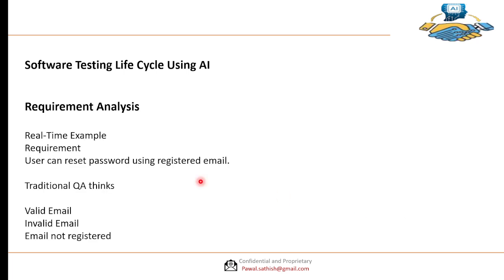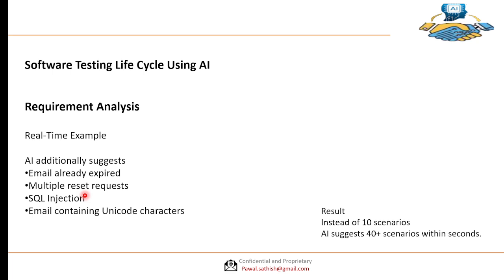For example, here I have mentioned a requirement: the user can reset the password using a registered email. As QA, with the traditional approach without AI, we are just thinking about valid email, invalid email, and email not registered. But if we are using AI, AI suggests additional scenarios like expired email link, SQL injection, multiple reset requests, and email containing Unicode characters. As a result, instead of 10 scenarios, AI suggests 40 plus scenarios within a second. This is the way we can use AI in requirement analysis.